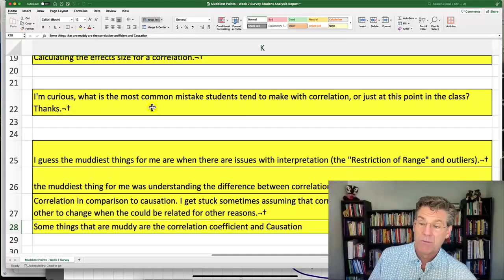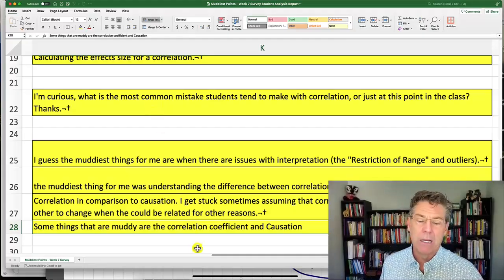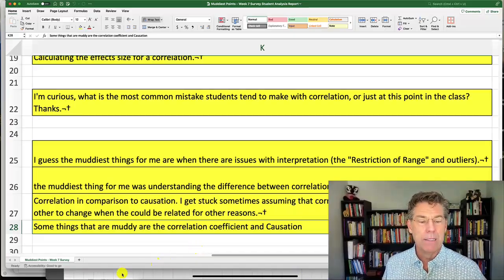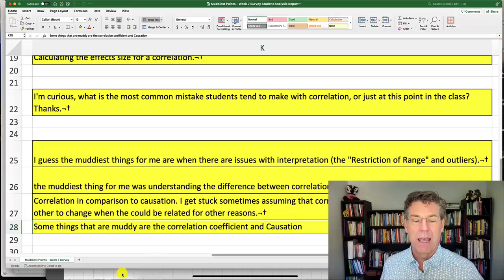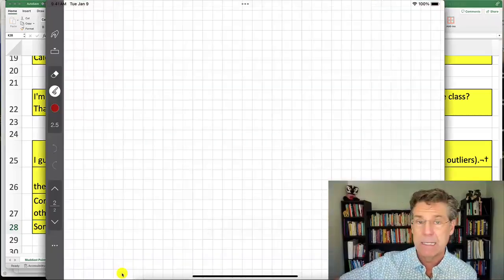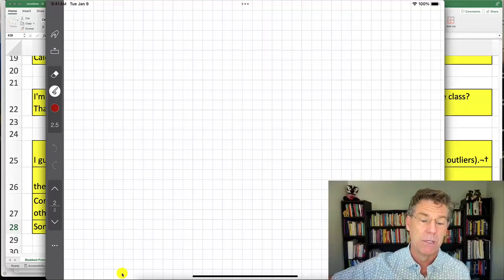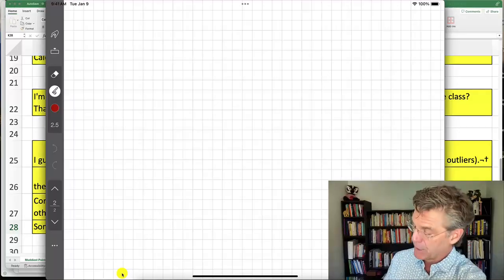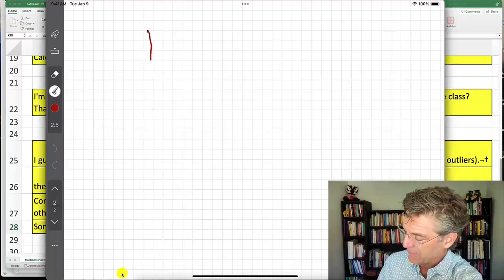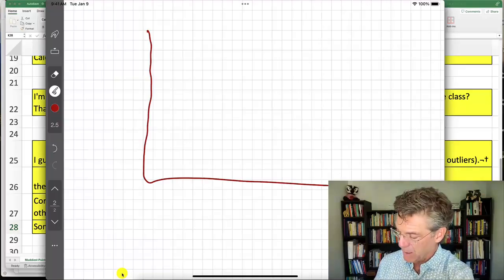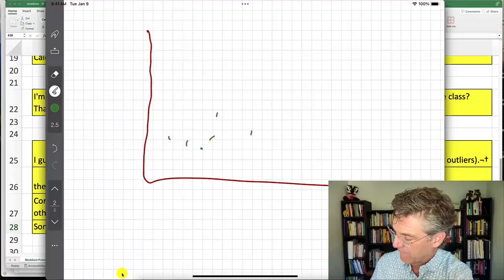Now, in terms of restriction of range and outliers, what we tend to run into are issues with how, especially with smaller sample sizes, these can start to impact the strength of correlations. So for instance, let's first do outliers. Let's say I'm graphing and just looking at a scatter plot of data here from a study.